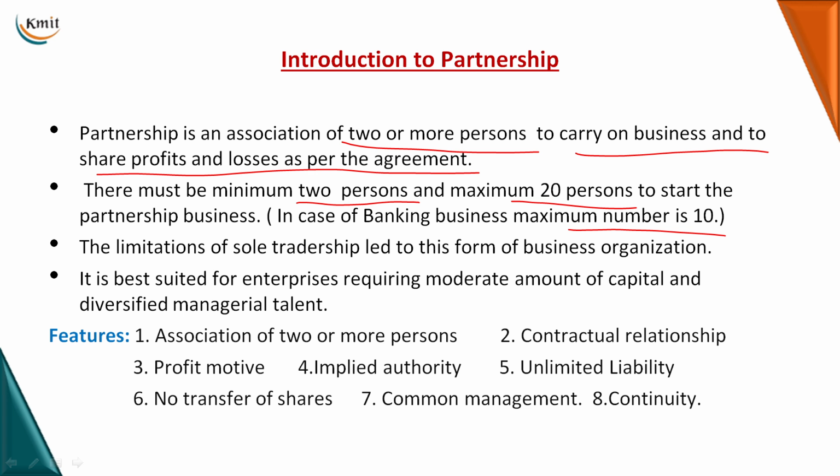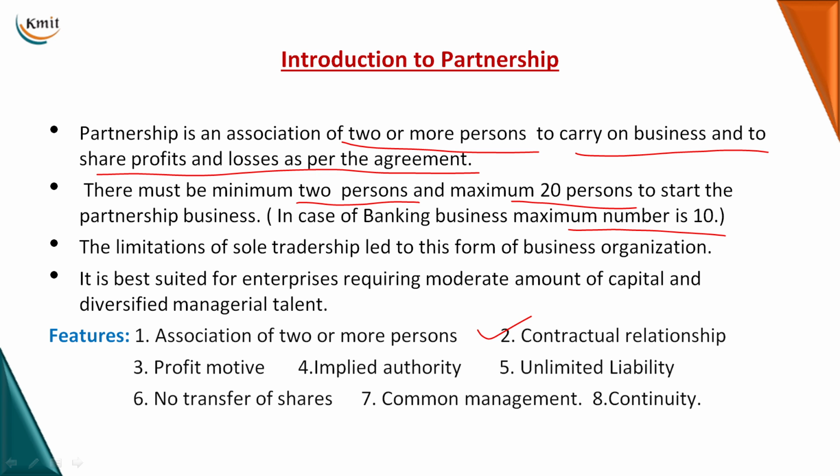So we'll have a quick look at the features of a partnership concern. It is an association of two or more persons. That is, the minimum number or composition of members to start up a business should be 2, whereas maximum it can be up to 10 in case of a banking business and up to 20 in case of a non-banking business.